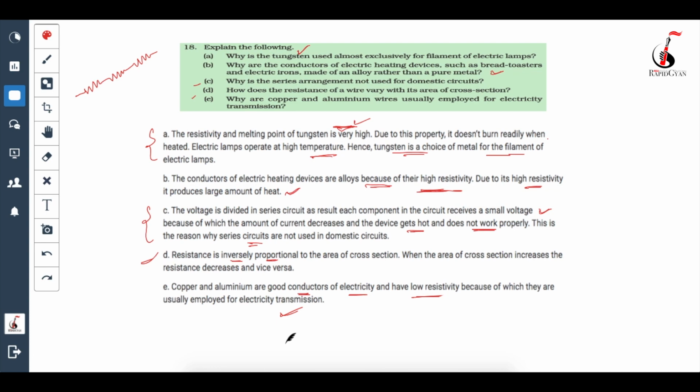transmission. Okay guys, so that's it from the electricity chapter. So I hope you understand this, and please go through this chapter again and again. Try to solve as many questions as you can find, whether it's from the internet or from any reference book. Try solving those questions.